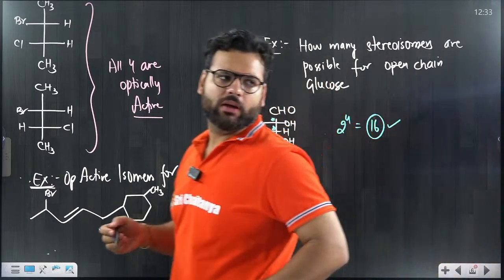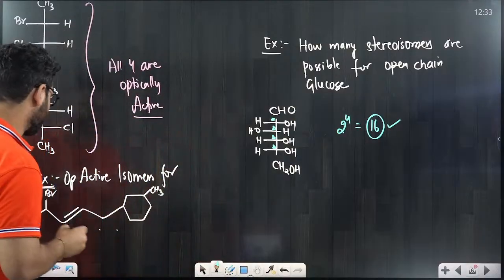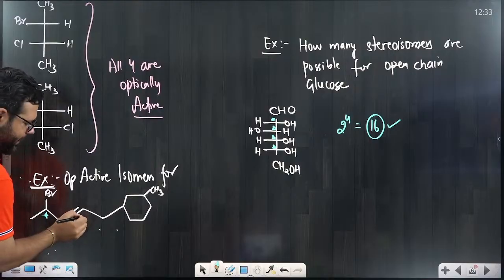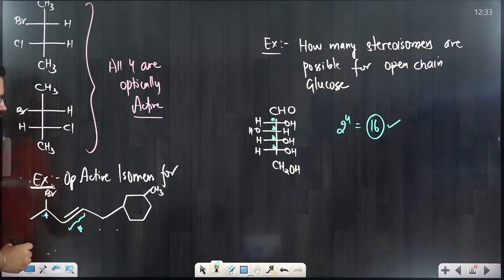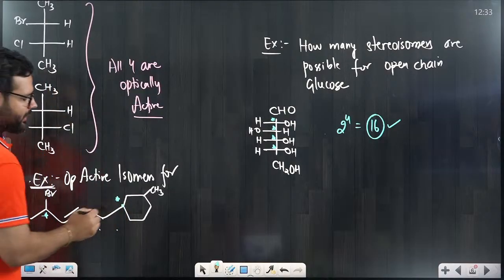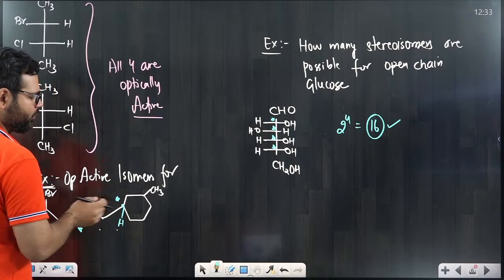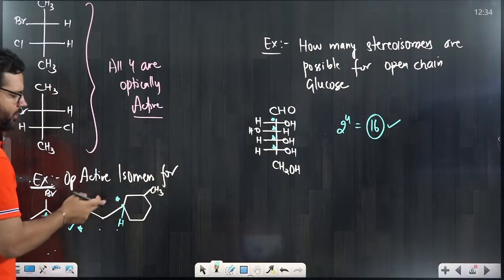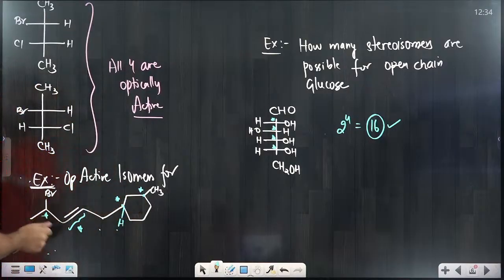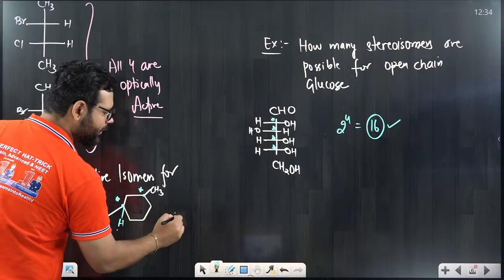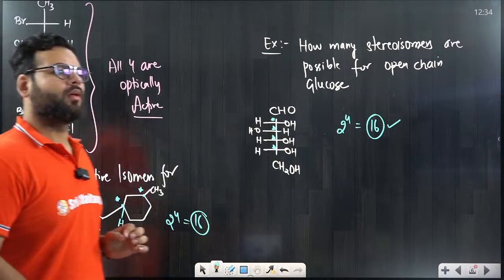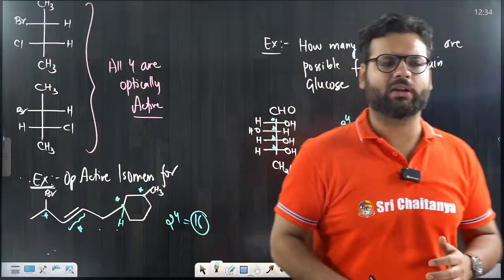What about for this one? For this one, how many stereocenters? See, this carbon is a chiral carbon, one stereocenter. This pi bond can show cis-trans, another stereocenter. This carbon is also chiral. This carbon is attached to one hydrogen, and three different groups, so this is also chiral. And this carbon is also chiral here. 1, 2, 3, 4. So here also 2 to the power 4, 16 isomers are possible. For this compound also 16 will be possible.